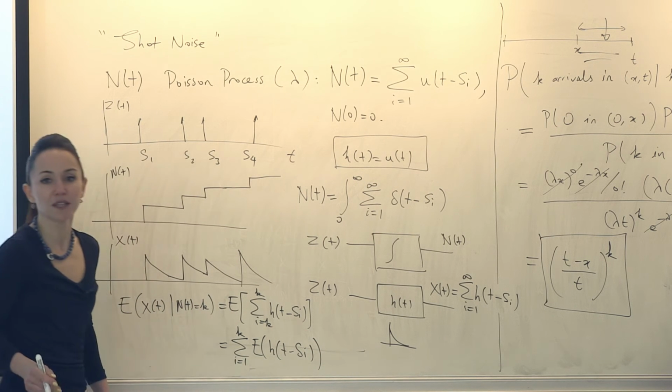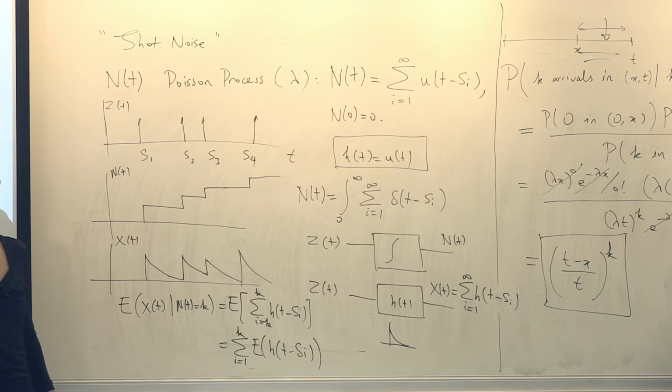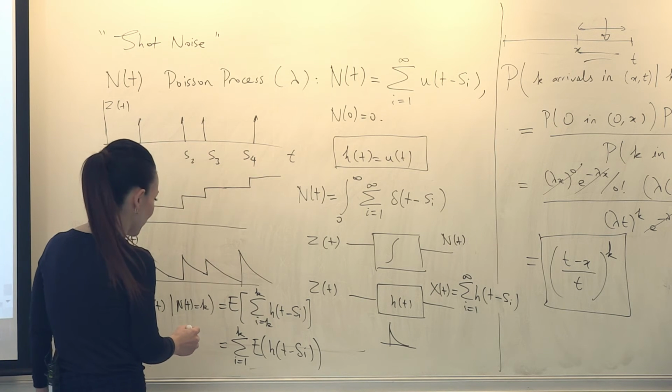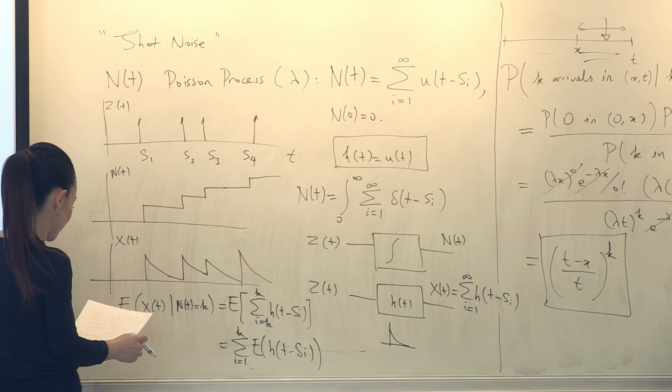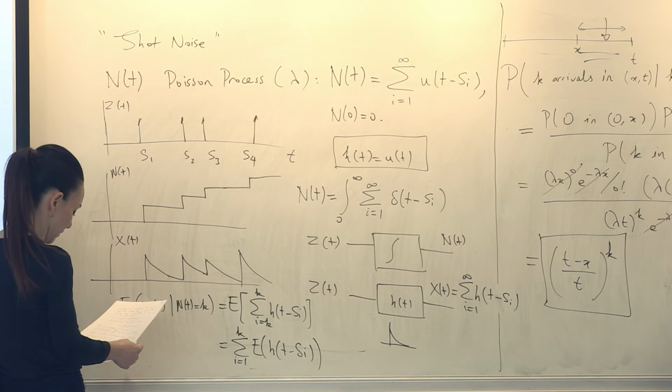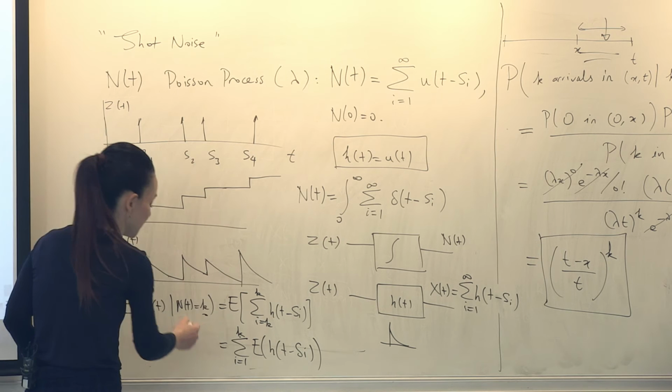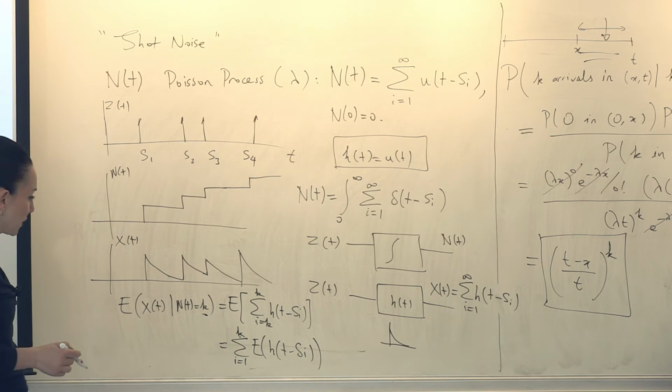All of signals and systems is changing the order of summations and integrations, right? Somehow I lost the conditioning along the way. But k is given, so k appears here. So I'm using the conditioning, right?